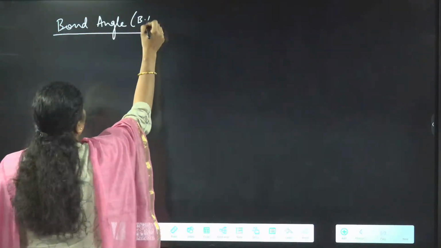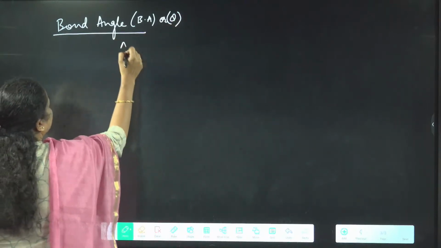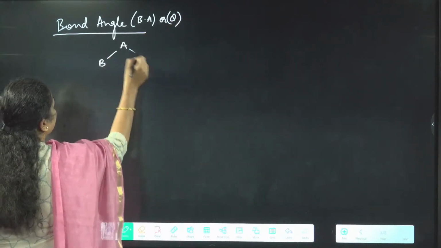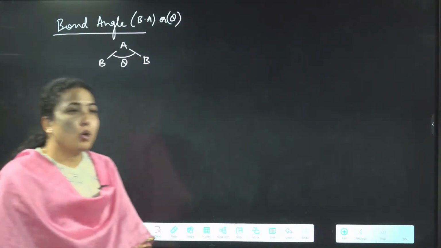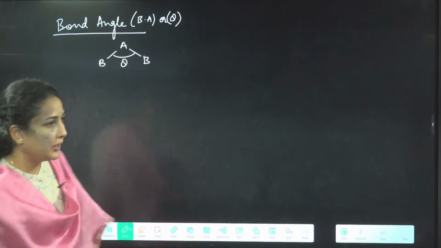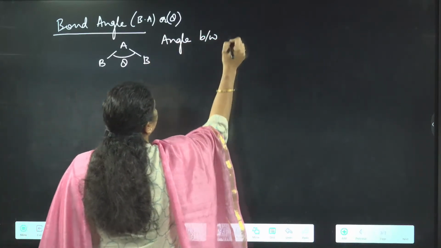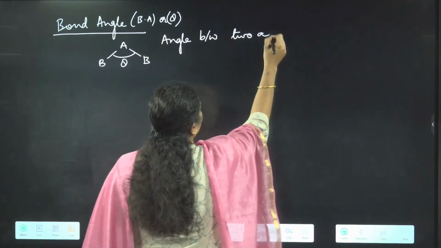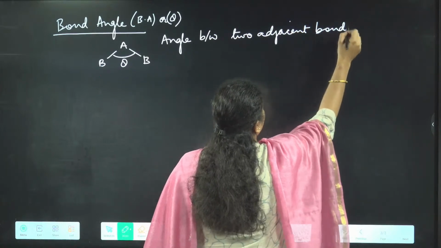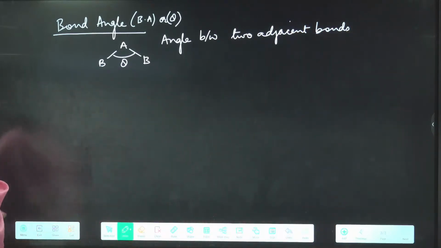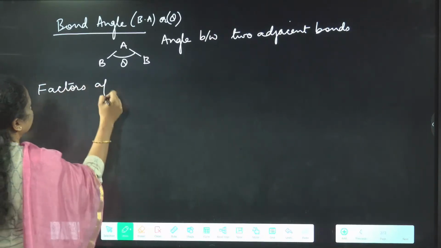Now, let us move ahead to bond angle. In short, we are going to write it as BA, or else it will be represented by theta. Now, when I say bond angle, bond angle is basically the angle between any two adjacent bonds. Adjacent bonds we have to take, right? So bond angle is the angle between two adjacent bonds, right?